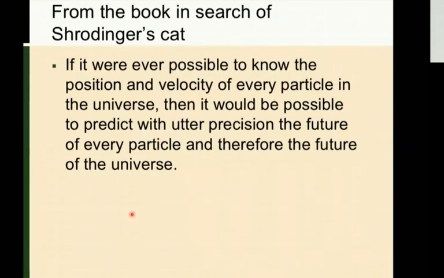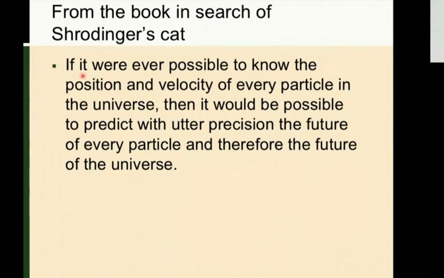So from the book In Search of Schrodinger's Cat, we have a quote. If it were ever possible to know the position and velocity of every particle in the universe, then it would be possible to predict with utter precision the future of every particle and therefore the future of the universe.